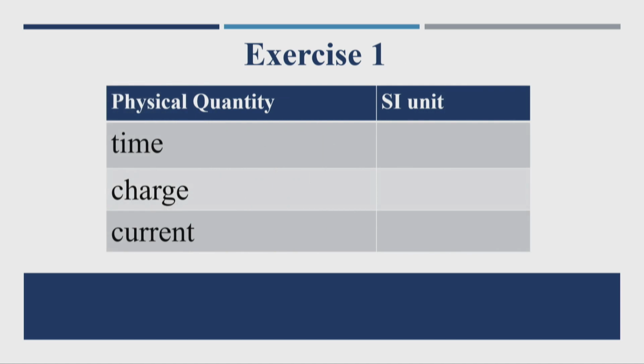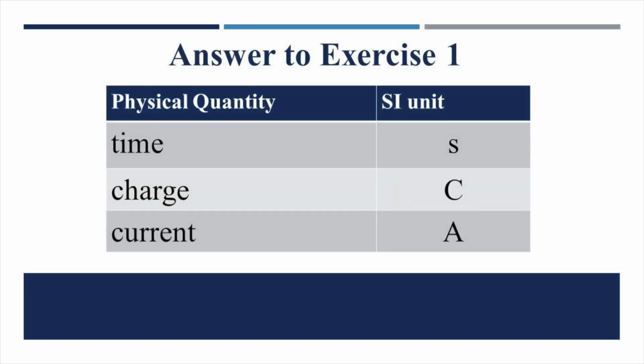We now move to an exercise. In this exercise, we are going to write down the SI units of the physical quantities involved in this lesson. I am sure you got all the three answers correct. The SI units are second, S for time, Coulomb, C for charge, and ampere, A for current. Remember that S is a small letter for second, C and A are capital letters for charge and current respectively.